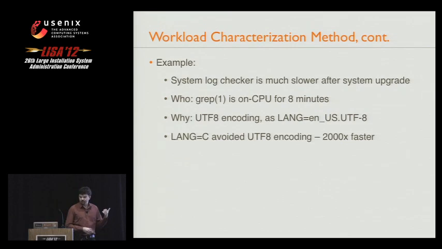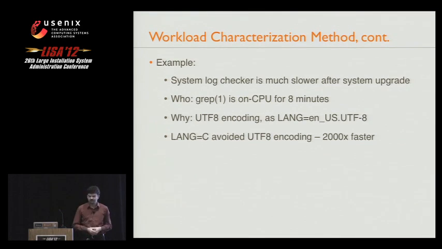As an example, I blogged this one. We had a customer with a system log checker, which was much slower after the system upgrade. And so I like to begin with workload analysis fairly early on when I'm looking at issues. And grep was on CPU for 8 minutes. And it was a small file. And so that's the who. So why was grep on CPU for 8 minutes? I'm not going to go straight to the performance of how grep's working internally, just the high-level questions.